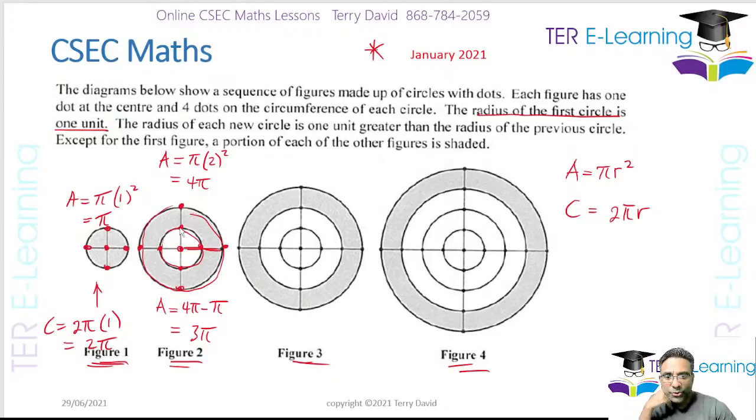So in figure 2, you have 2 circles. So you have this circumference here, and then you have this bigger one here, right? So the small circumference, C1, remember this is the formula we're using here, 2 pi r. So it's 2 by pi by 1, so that's 2 pi, right? The second circle, the bigger circle, is going to be 2 pi multiplied by 2, which is going to give me 4 pi, right?